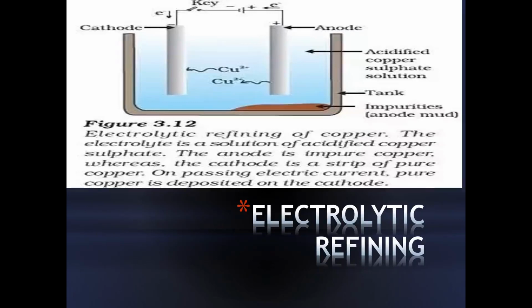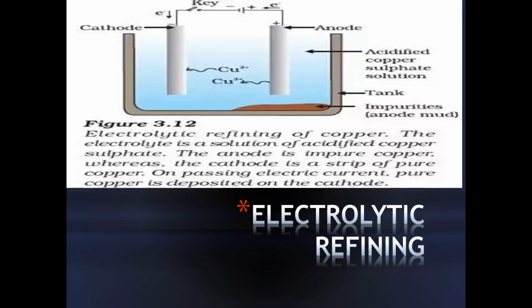See in the picture, there is a cathode and there is an anode. At the anode, impure metal is placed; at the cathode, pure metal strips are placed. The metal of interest dissolves from the anode and passes into the solution, while the same amount of metal ions from the solution is deposited at the cathode. So during the electrolysis process, less electropositive impurities in the anode settle down and are removed as anode mud.